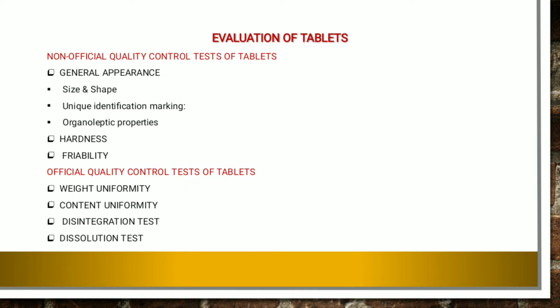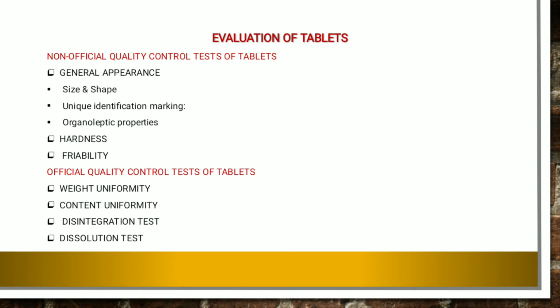So in evaluation of tablets, evaluation can be categorized into two different types. The first one is non-official quality control test for tablets, also known as unofficial standards, and official quality control test of tablets, also known as official standards.